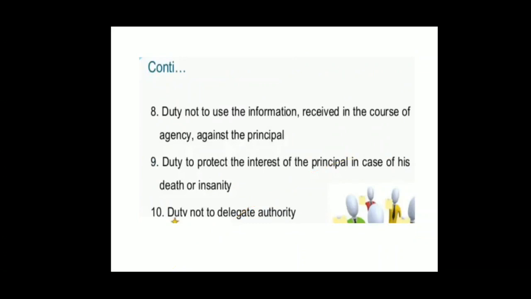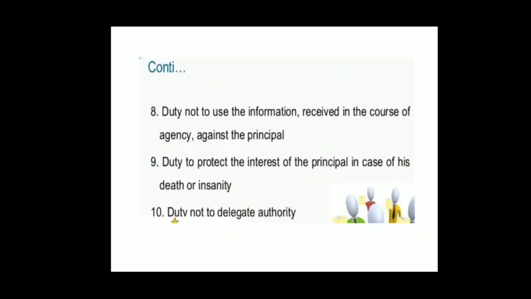We also have another list here. Do not use the information received in the course of agency against the principal. If you have some secrets, kindly don't ever use them against the principal, which in practical terms people generally used to do, but that's not the duty of an agent. If you know some secrets related to that agency, please keep them with you. Don't use them against the principal.